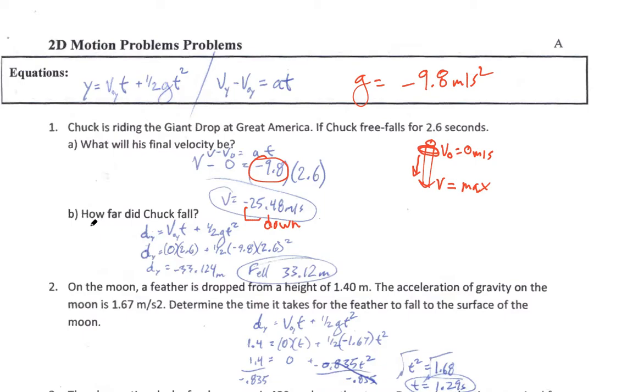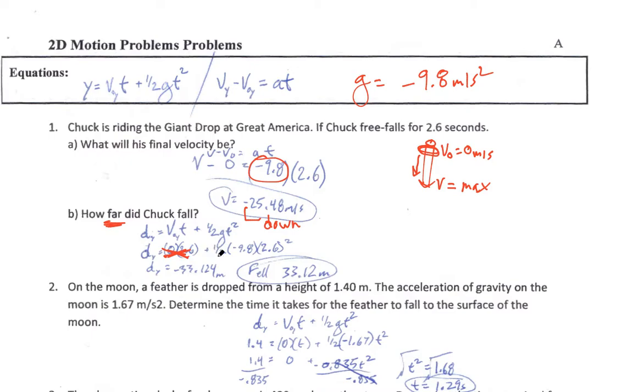All right, how far did Chuck fall? Well, if it says how far, normally we wouldn't call it a distance up, but height is simply a distance up. So that's why I can use this formula, dy equals v naught t plus 1/2 gt squared. Again, I know my initial velocity, that's 0. I don't even necessarily need to know my time, because this is going to be 0 anyway, no matter what my time is, but I put it in there just for the heck of it.